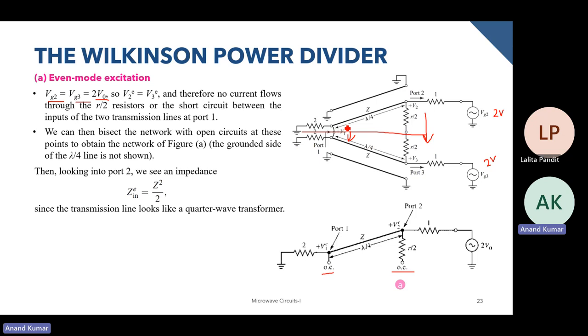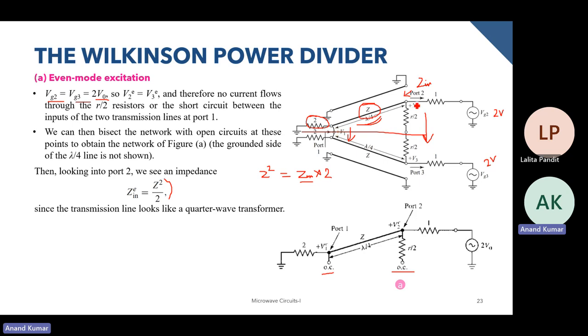And if we look at port 2, the impedance: if we are looking into port 2 over here, we have this Z over here, and we have this impedance of 2 over here. This is a quarter wave transformer, right? So we know that if the impedance over here is Zin, then Z squared is equal to Zin into this impedance over here, into 2. If we simplify it, we get Zin is equal to Z squared by 2.